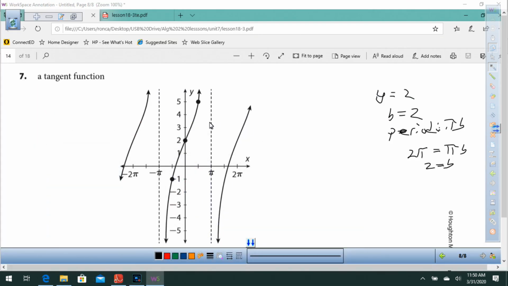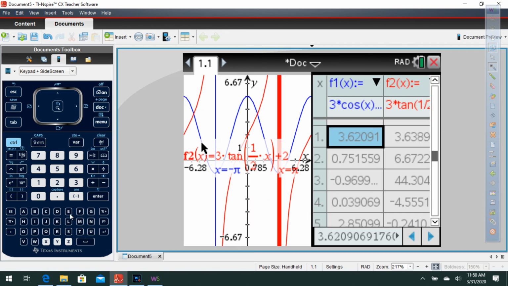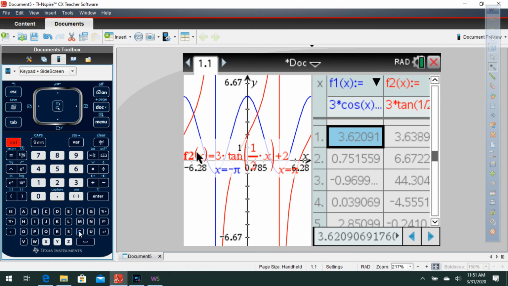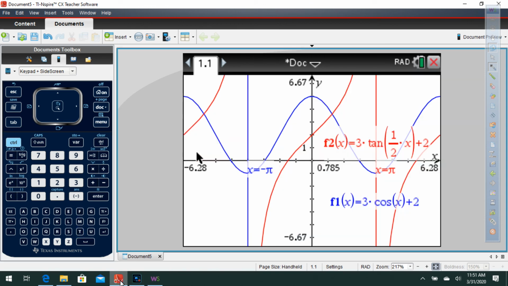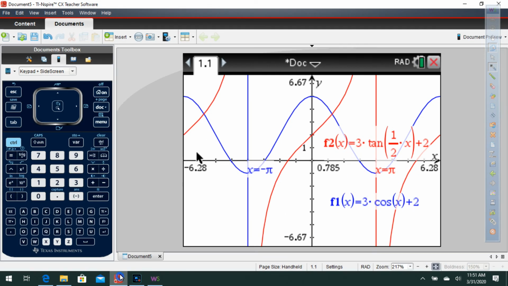Okay. Now we also had a point at what? It was 5, and that's pi over 2. Let's see if we can find that. Control T, x is pi over 2. It looks like it's going to be somewhere in between there, because pi over 2 is 1 point something or another. All right. So there we go. I didn't write the equation. F of x equals 3 tangent, and then we've got 1/2 x plus 2. I believe that was it.